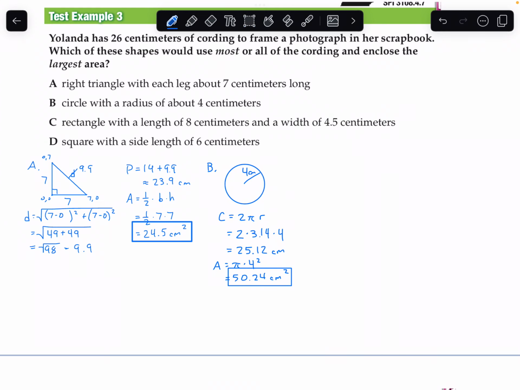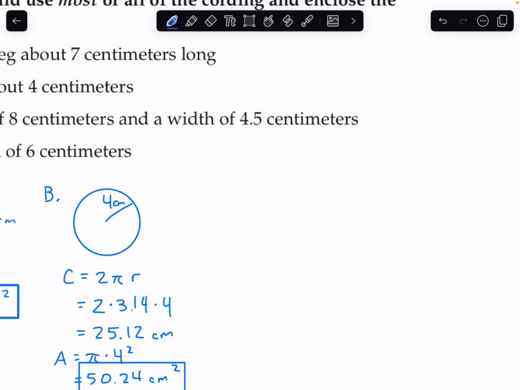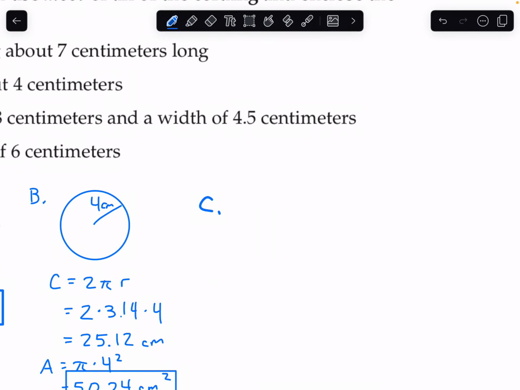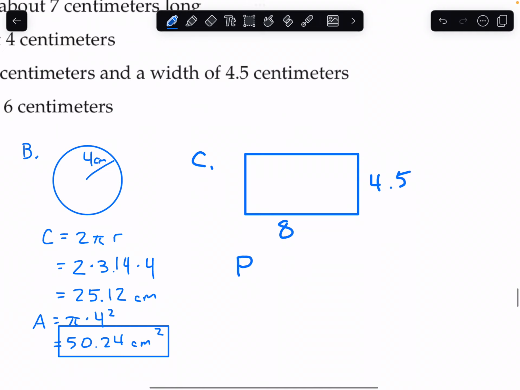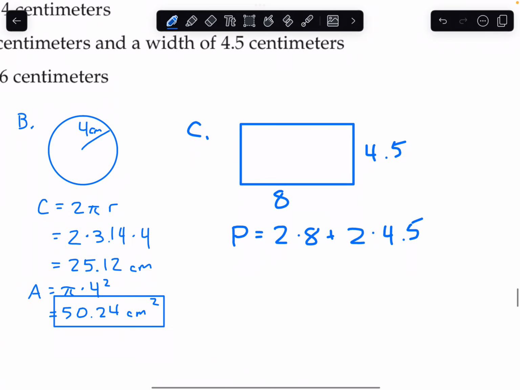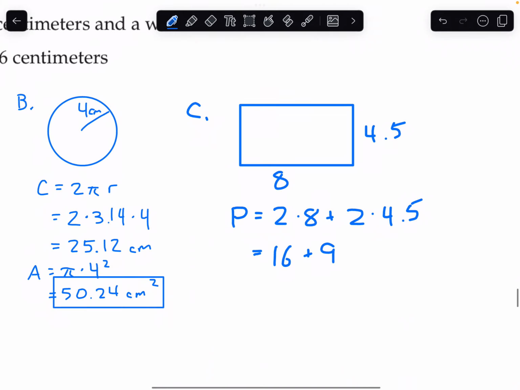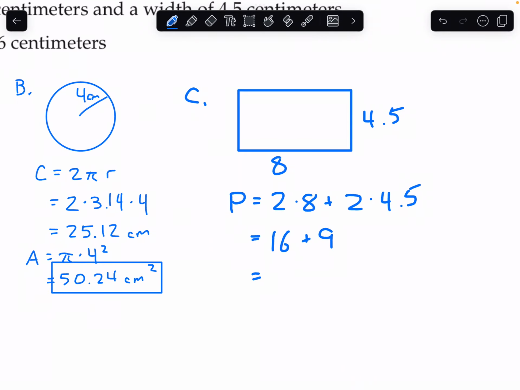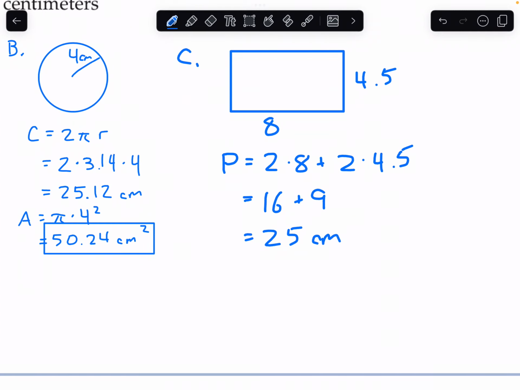So shape C, rectangle with length 8, width 4.5. The perimeter here will be 2 8s plus 2 of the 4.5s. 2 8s is 16. 2 of the 4.5s is 9. 16 plus 9 is 25 centimeters perimeter, just under the 26.